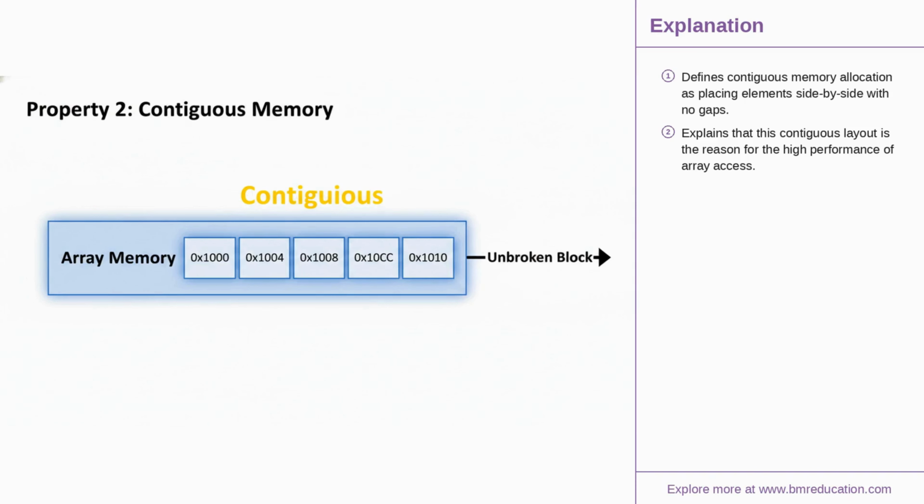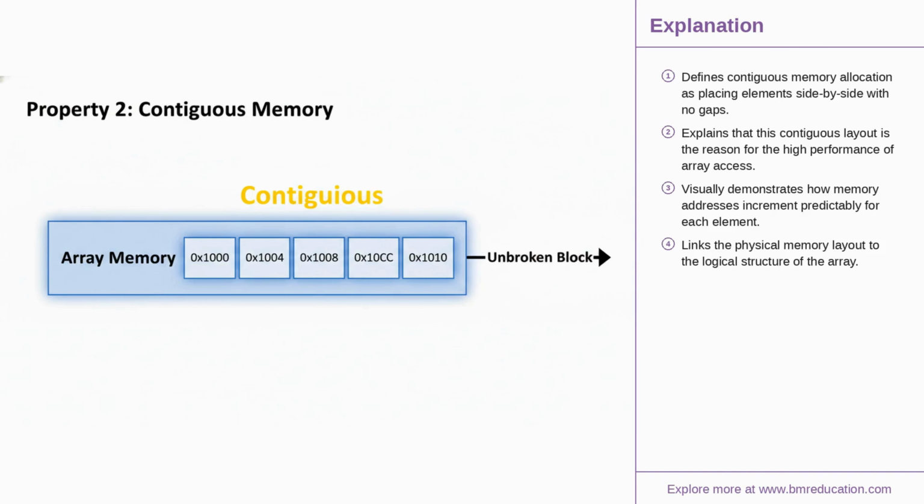The second property, and the secret to their speed, is that arrays are stored in a single, unbroken block of memory. This is called contiguous memory allocation. Each element sits directly next to the previous one, with no gaps. This perfect organization allows the computer to calculate the exact location of any element instantly, which is why accessing data in an array is incredibly fast.